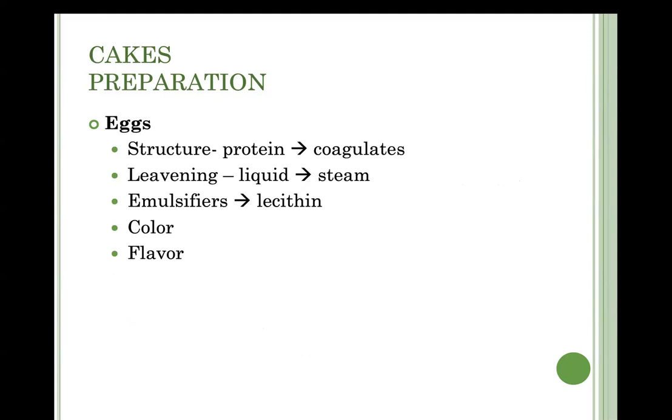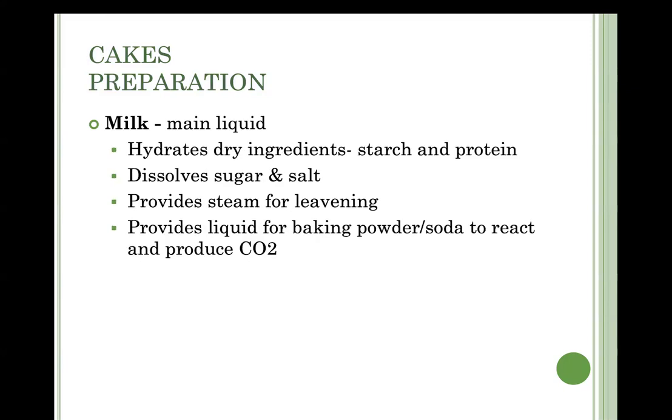We also use the egg for its liquid. That liquid plus the high temperatures creates steam, which acts as a leavener. And then, of course, as an emulsifier. We have our phospholipid that we find in the egg yolk called lecithin. That's going to help combine the fat and the water soluble ingredients so that we get something that's nice and even. Eggs are also going to contribute to color and flavor and, again, protein content.